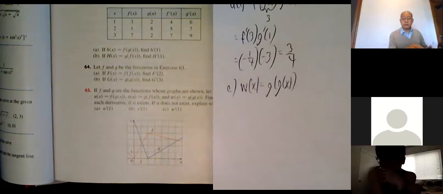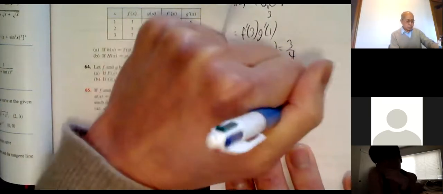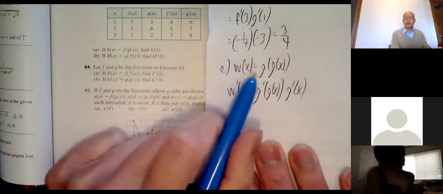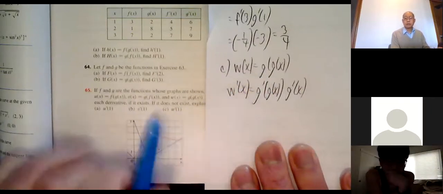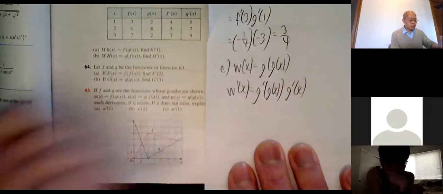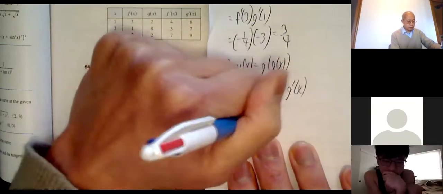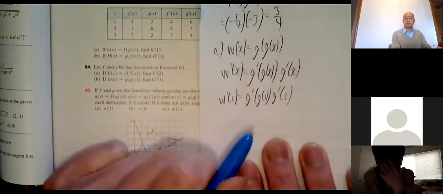So it's a function composed with itself. So w prime of x by the chain rule is g prime of g of x times g prime of x. It just so happens that these are the same function, but that's allowed. Okay, and they want w prime of 1. So w prime of 1, I just plug in 1. G prime of g of 1 times g prime of 1.